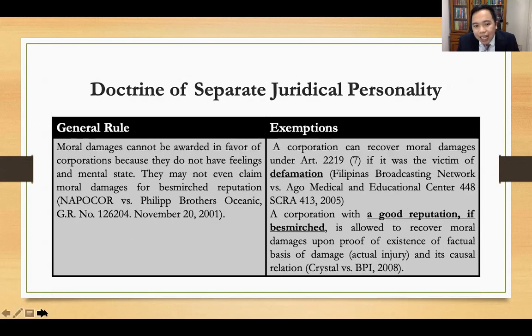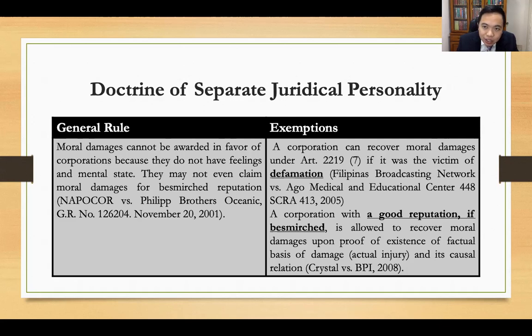Moral damages, class. Ito, I remember this case. This was assigned when I was still in law school in 2014, no, sa corporation code. Ang naging issue dito, class, pwede bang humingi ng danyos ang isang korporasyon? As a general rule, class, hindi.